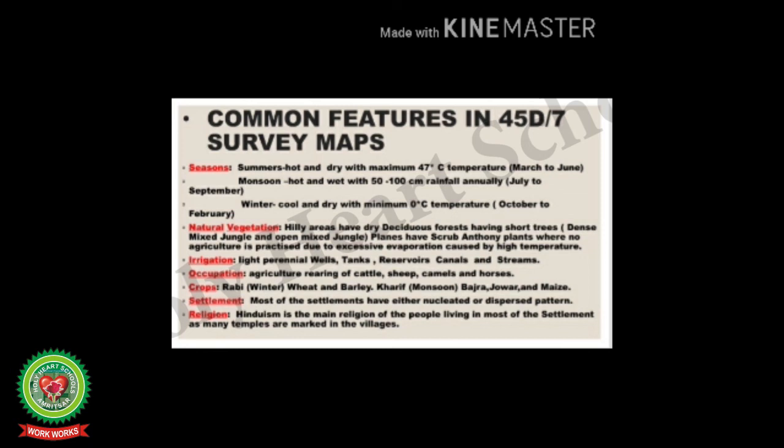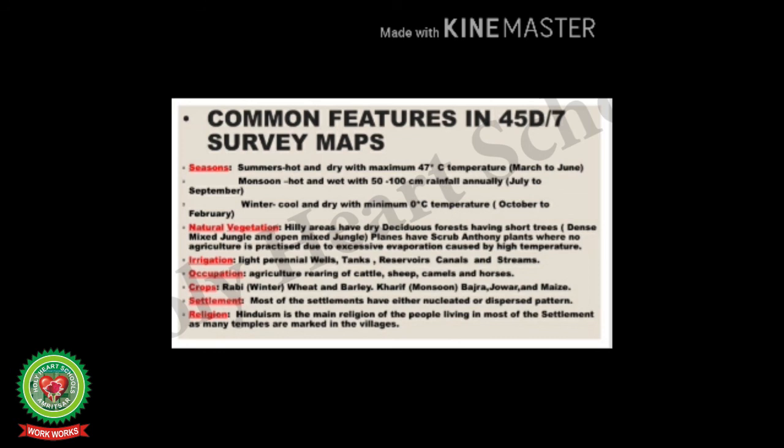Natural vegetation: hilly areas have dry deciduous forest having short trees, dense mixed jungle, and open mixed jungle. Plains have shrub and thorny plants where no agriculture is practiced due to excessive evaporation caused by high temperature. Irrigation: lined perennial wells, tanks, reservoirs, canals, and streams. Occupation: agriculture, rearing of cattle, sheep, camels, and horses. Crops: rabi in winter, wheat and barley; kharif in monsoon, bajra, jowar, and maize are the important crops.